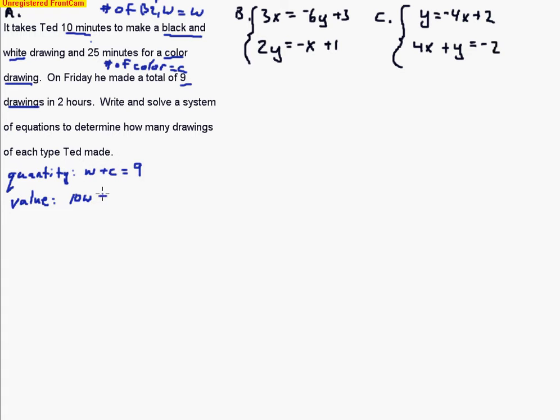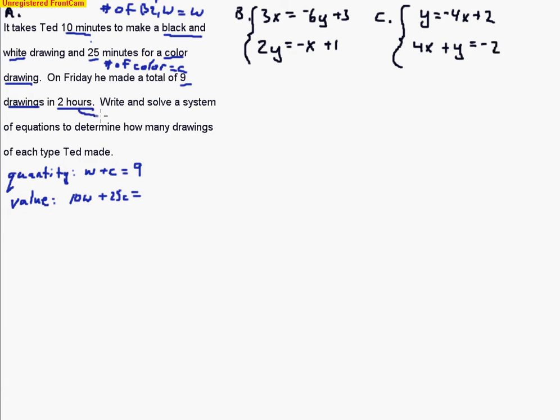Now, let's add in the time it takes him for color drawings. Color drawings are 25 minutes. So let's go ahead and multiply the number of color drawings by 25, and that will give us the total time for just color drawings. And now that's going to equal the total amount of time, which is 2 hours.